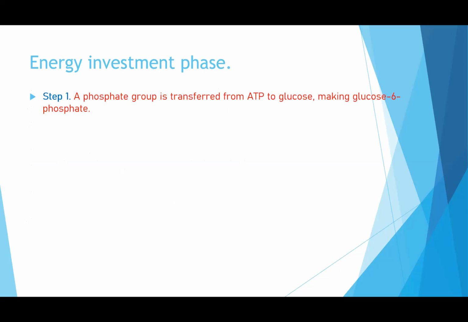First step, a phosphate group is transferred from ATP to glucose, making glucose 6-phosphate. Now, what does this statement mean? A phosphate group is transferred from ATP to glucose, making glucose 6-phosphate.